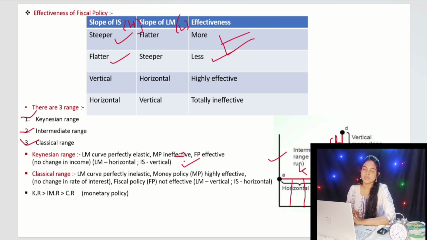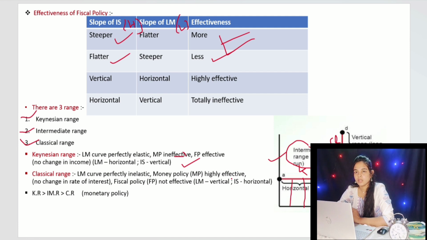In the intermediate range, the IS curve has a moderate slope with interest-elastic investment, and the LM curve has a moderate slope with interest-elastic money demand. And the policy implication is that fiscal policy is somewhat effective and monetary policy is effective to some extent, and government intervention is occasionally necessary. Fine. So next, the classical view.